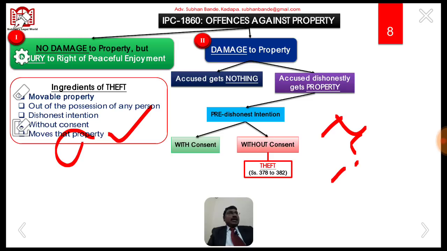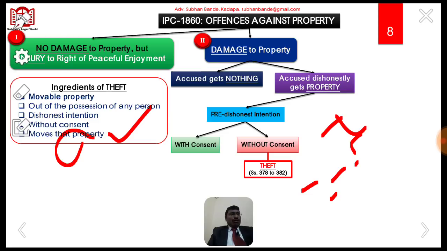Mr. R meets a lorry carrying a box of jewelry. He drives the lorry in a certain direction in order that he may dishonestly take the jewelry. As soon as the lorry begins to move, Mr. R has committed the theft of jewelry. He is not actually taking away the jewelry, but he is moving the lorry in a certain direction in order to take the jewelry. He has dishonest intention. He moved the lorry in a certain direction. It amounts to theft.